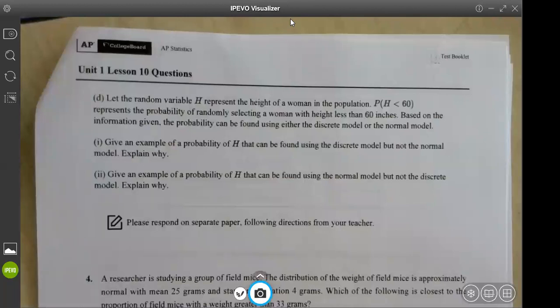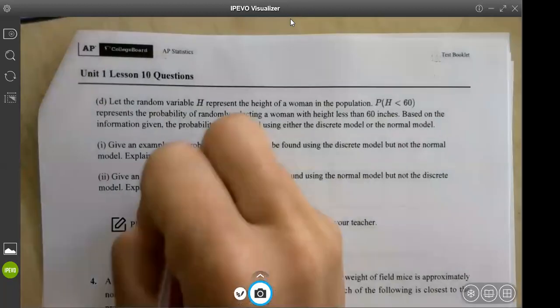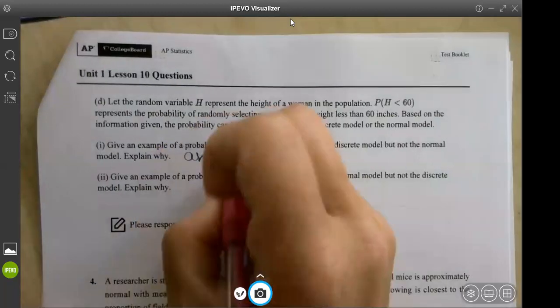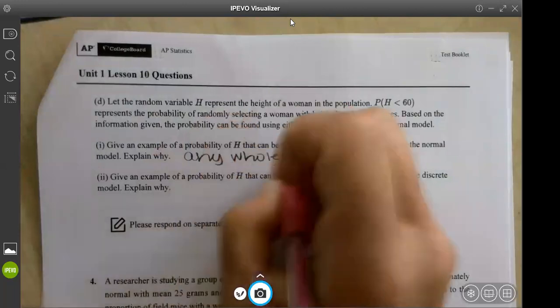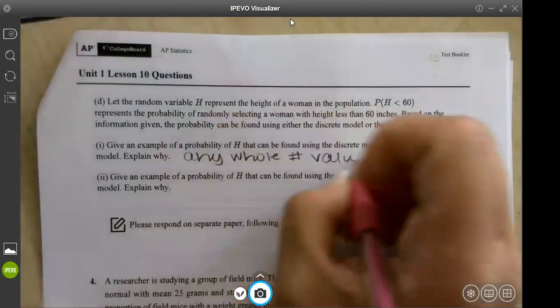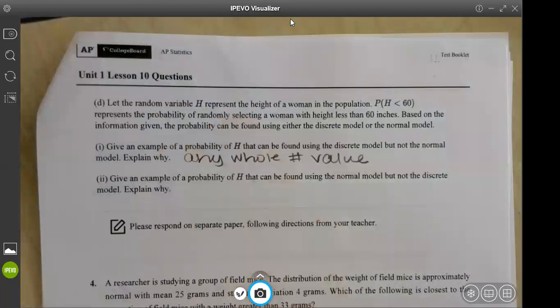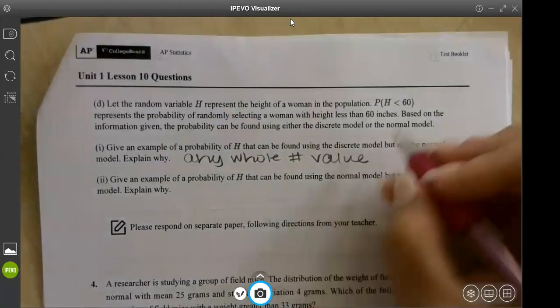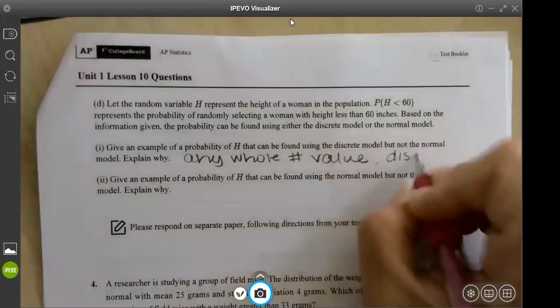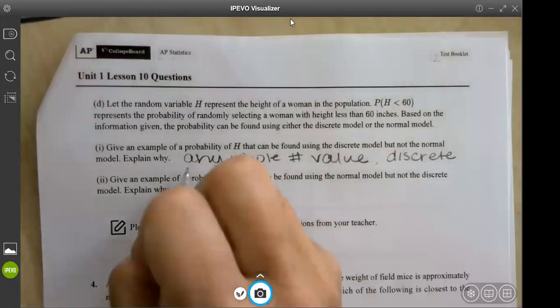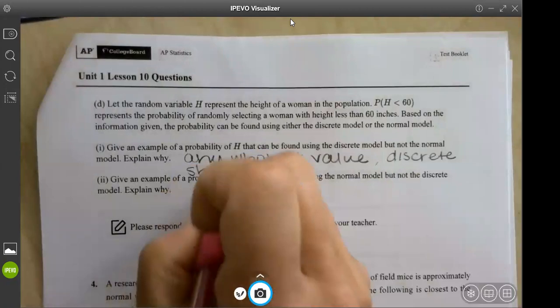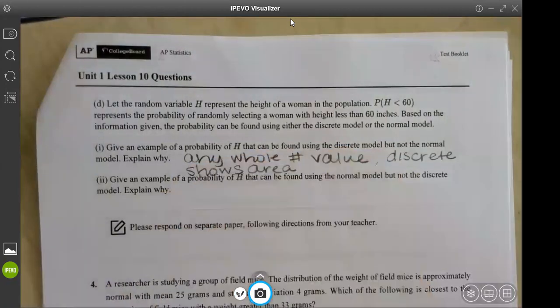So on this would be any whole number value. It doesn't matter what you would have given me because all of them would work, because your discrete shows you exact areas. And that's what it was looking for, was the area. We'll look for the area under the curve. You can't do area with a normal curve. That's the only difference, okay?